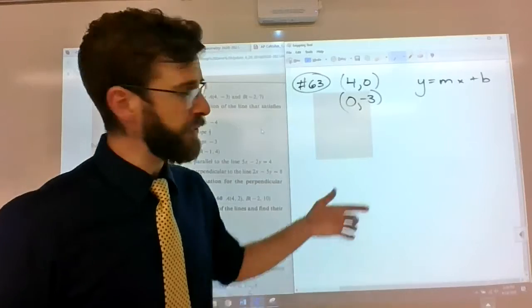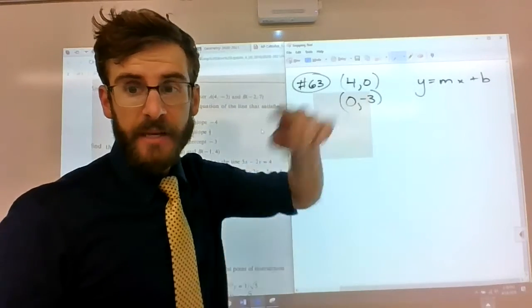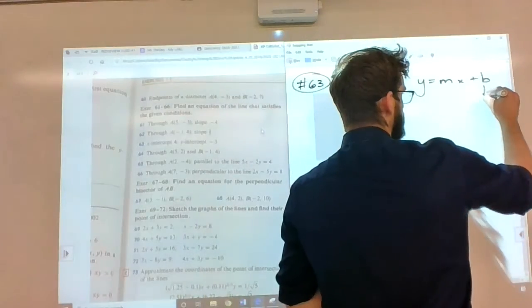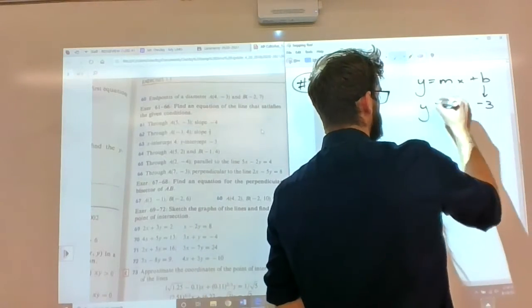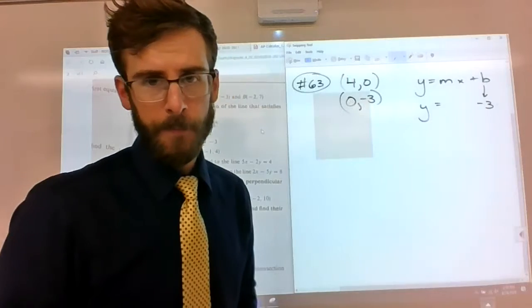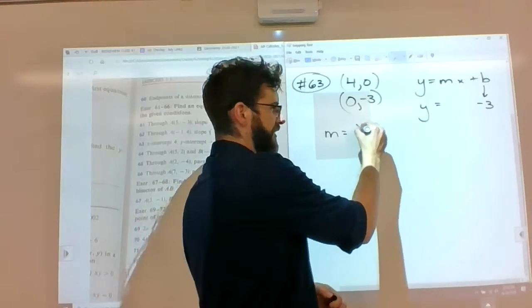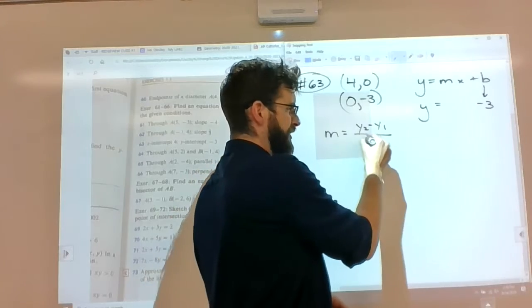Well, the good news about this one is they've given us the b. The b represents the y-intercept. The question is, what's the slope? So the slope of any line can be registered with this formula.